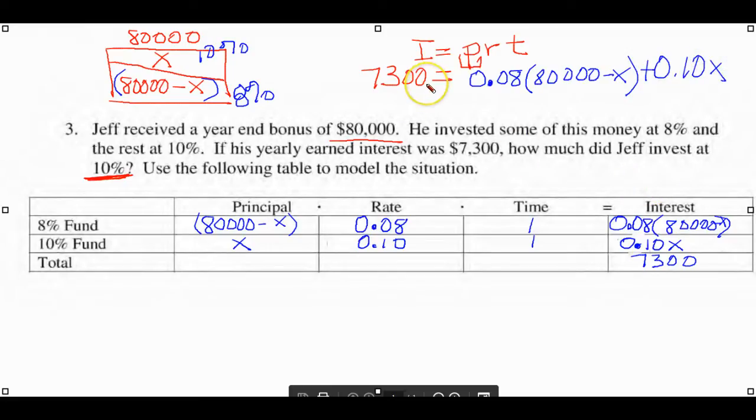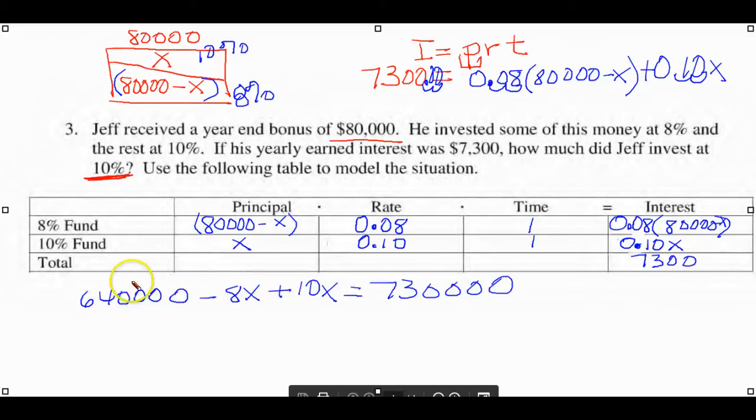Now here, notice we're going to add 2 zeros just as placeholders here until we move our decimals over by multiplying every term by 100. And then what do we get? And I'll put it on this side here. So 8 times this is 640,000 minus 8x, and this is just 10x equals this.